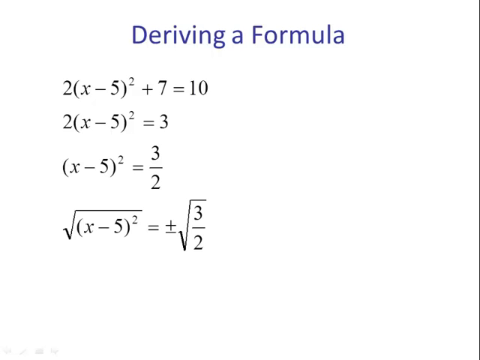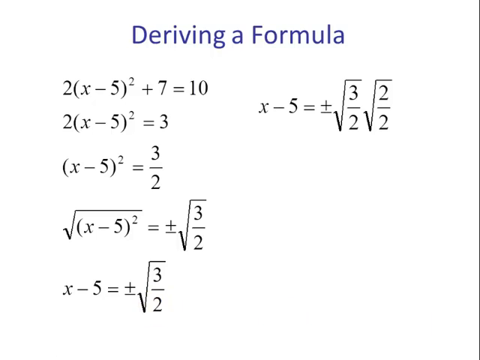Next, we need to get rid of the square. So we take the square root of both sides and use the square root property. The square and the square root cancel. And then that equals plus or minus the square root of 3 over 2. Next, we need to rationalize the denominator. So now we get x minus 5 equals plus or minus square root of 6 divided by 2. And lastly, we add 5 to both sides, and we get the solutions x equals 5 plus or minus the square root of 6 divided by 2.